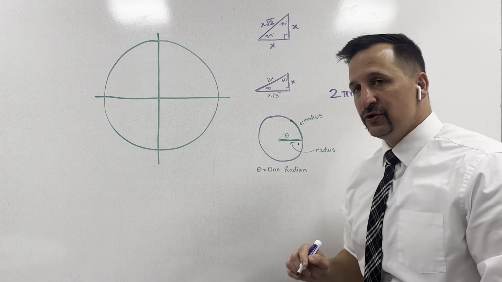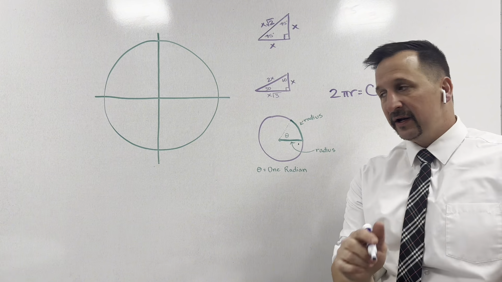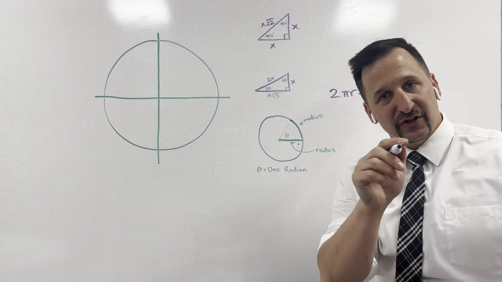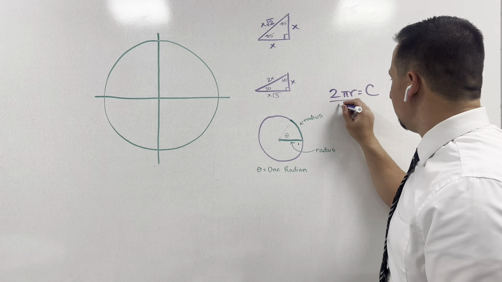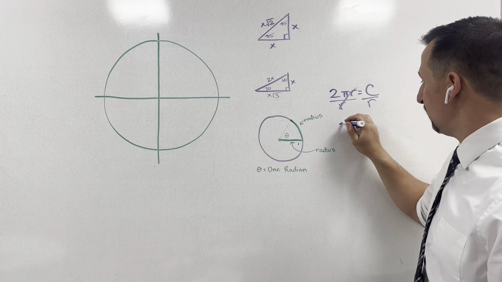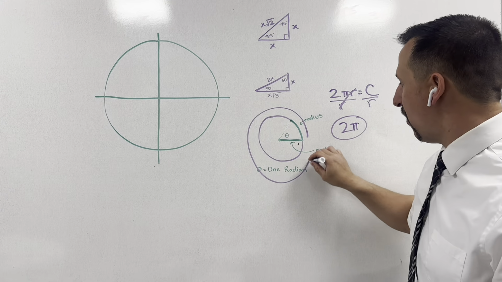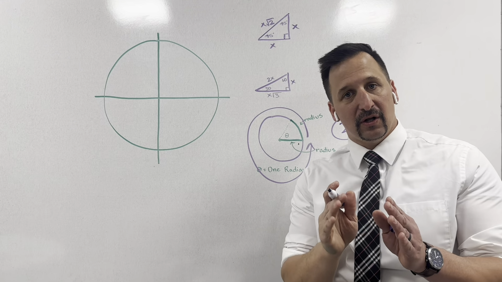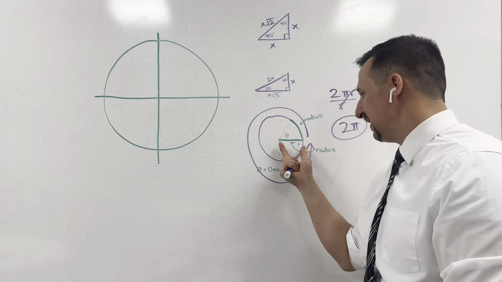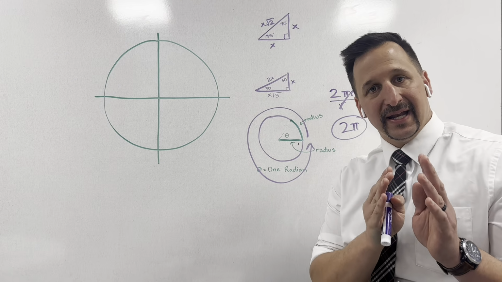A diameter is 2r, and the circumference of that circle is 2 pi r. If we try to figure out how many radii we lay along the circumference of a circle, that's going to give me 2 pi radians that go all the way around one circle. Again, what is a radian? It's an opening created by laying a radius along the arc of a circle, creating a 1 radian angle.